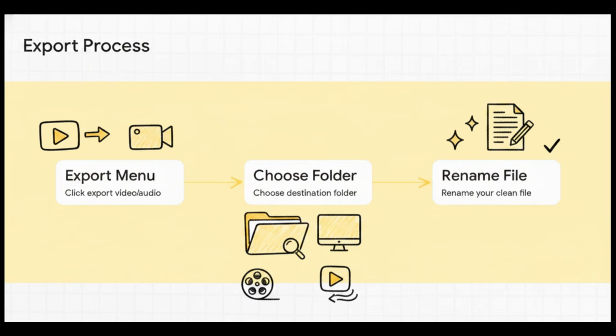Almost done. Section 4, exporting your clean video. Just look at how close we are to the finished product. To get your polished video out of Shotcut, just follow these 3 quick final steps. Step 1, click Export, and then select Export Video/Audio. Step 2, choose the folder on your computer where you want the final video file to live. And Step 3, rename your file so you know for sure it's the clean version. And honestly, that is literally it.